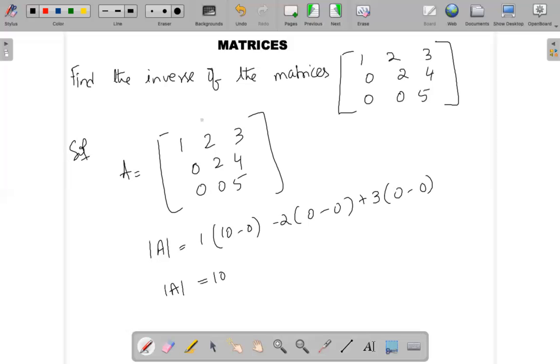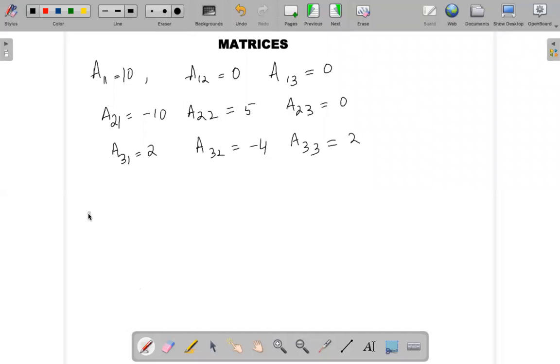So we got the determinant. Adjoint will be 10. And 0 below, please remember this. And this is minus 10, 5, 5, 0, 0, 2, 2, minus 4. So we got the adjoint.